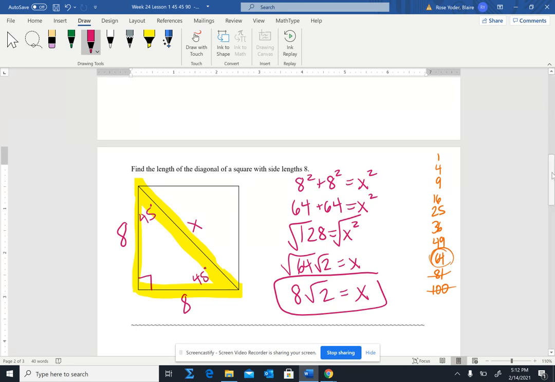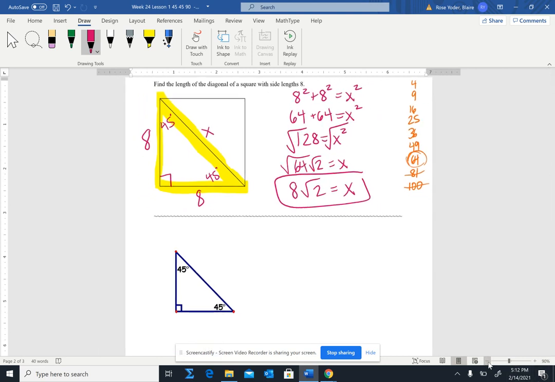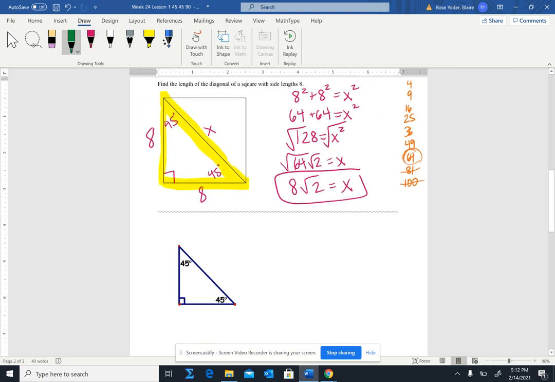So let's try another example and then see if you can spot a pattern that we can use to help us solve more of these types of problems in the future. So let's do the same type of problem. The two sides are going to be congruent again. Let's do 9 this time, 9 and 9. So you can think of these 45, 45, 90 triangles as half of a square, or you can think of them like isosceles right triangles.